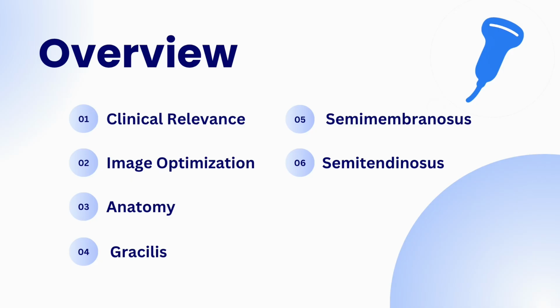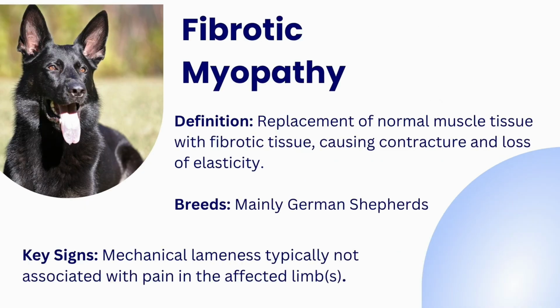In this tutorial, we will briefly review medial and caudal thigh anatomy and demonstrate how to evaluate the gracilis, semimembranosus, and semitendinosus muscles using ultrasound. These muscles are especially important because of their involvement in dogs affected by fibrotic myopathy. Fibrotic myopathy involves replacement of normal muscle tissue with fibrotic tissue, resulting in muscle contracture and loss of elasticity. It is most commonly reported in German Shepherd dogs.